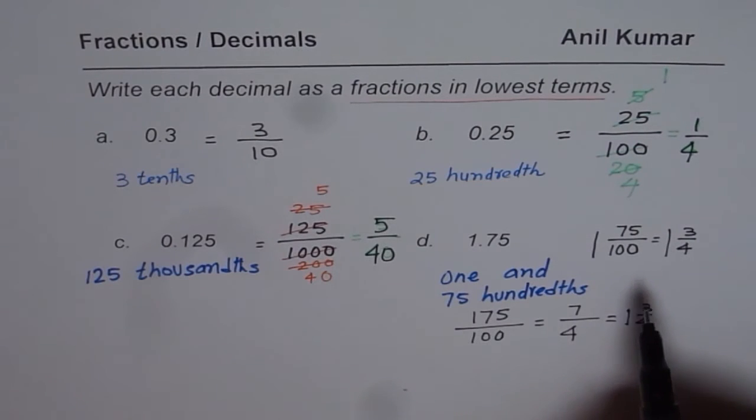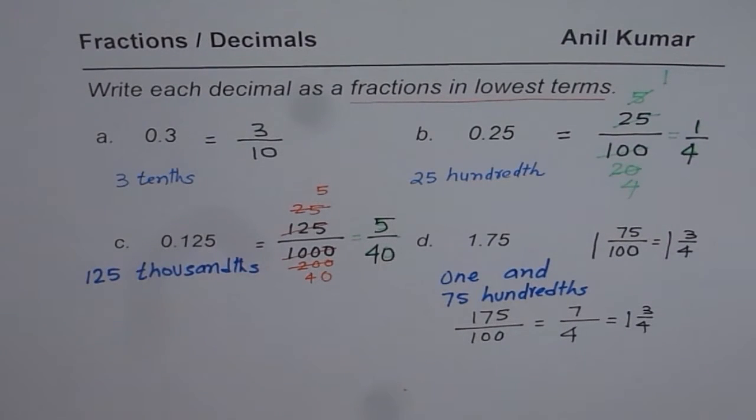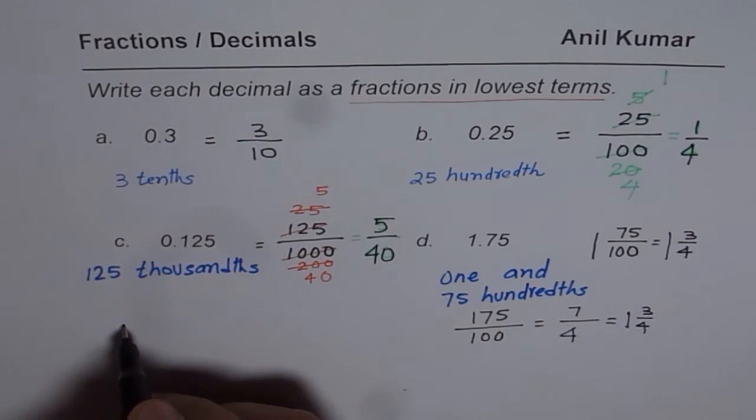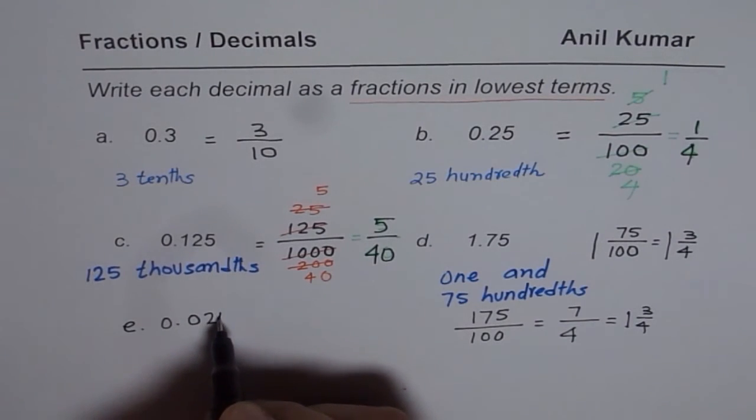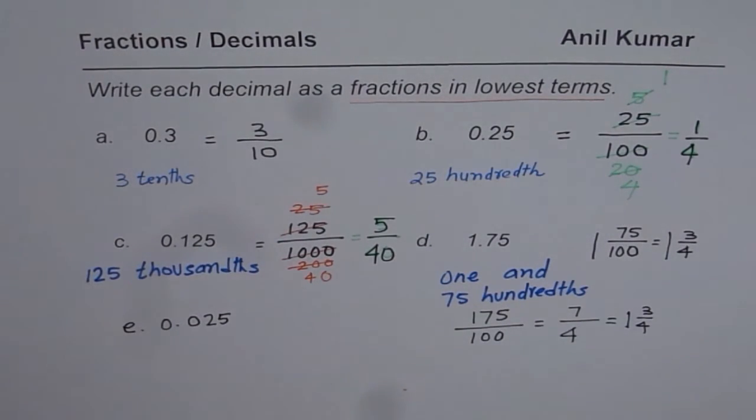Perfect. So that is how you could write decimals in fractions. I hope that helps. For your practice, we can take a few examples, and let me write down one for you. And this time it's kind of tricky, 0.025. Write this as a fraction.